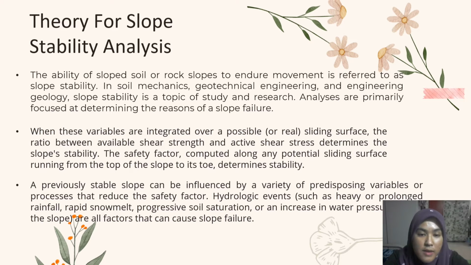This safety factor is computed along any potential sliding surface running from the top of the slope to its toe to determine stability. A previously stable slope can be influenced by a variety of predisposing variables or processes that reduce the safety factor. Hydrologic events such as heavy or prolonged rainfall, rapid snowmelt, progressive soil saturation, or an increase in water pressure in the slope are all factors that can cause slope failure.